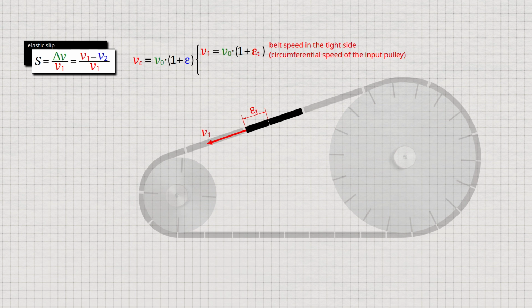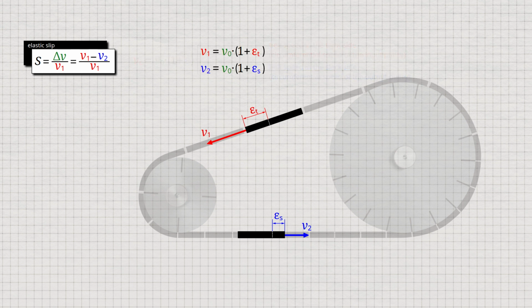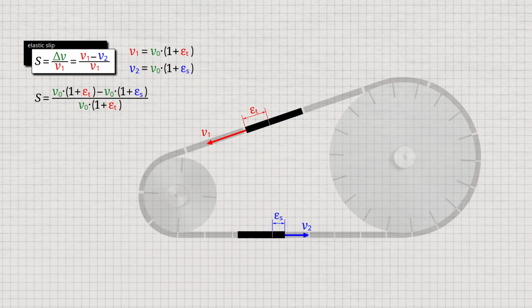This means that the indicated formula applies to the belt speed V1 in the tight side, which corresponds to the circumferential speed of the input pulley. In the same way, the strain epsilon s applies to the slack side, so that the indicated formula applies to the belt speed there, which in this case corresponds to the circumferential speed of the output pulley. Using these formulas in the definition of elastic slip, we can see that the reference speed can be eliminated and therefore has no effect on elastic slip.